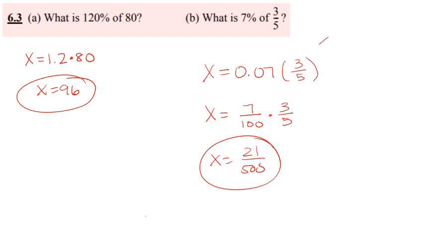If you want, you can change this to a decimal and show me the multiplying decimals work on the side. 3/5 as a decimal, what is that? 0.6. So you can do 0.07. Let me just double check that. 0.07 times 0.6 is 0.042, which is the same as this answer.